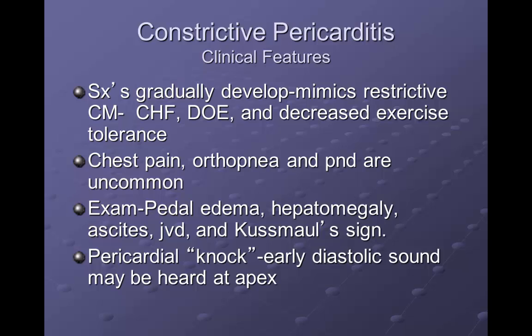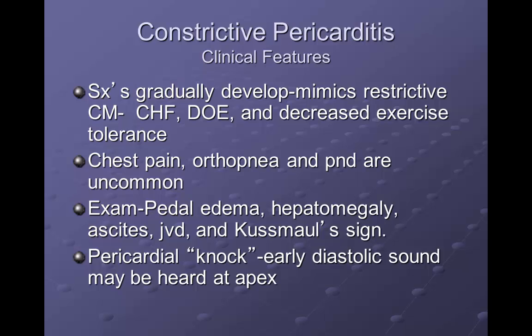Constrictive pericarditis mimics restrictive cardiomyopathy, and remember the autoimmune diseases that could produce it, like scleroderma. CHF, dyspnea on exertion. Patients have a very high degree of decreased exercise tolerance. In addition, patients could complain of chest pain, orthopnea, or paroxysmal nocturnal dyspnea, even though they're uncommon. This is more commonly present in CHF exacerbation.